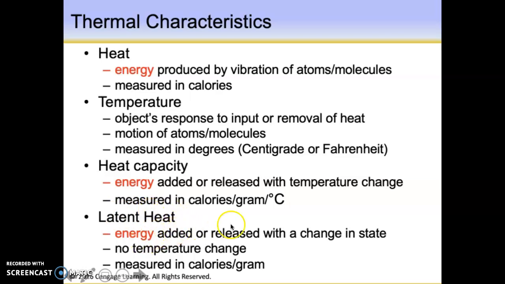And this is the energy that's added or released when we change state. So when we go from a solid to a liquid, or a liquid to a gas, energy is added or released with that change in state. Now, when we change state, the temperature doesn't change, all right? The energy in that case is being used to change the state from solid to liquid or liquid to gas. And so the temperature is stable while the state changes. And this is measured simply in calories per gram because, again, we're not changing the temperature.